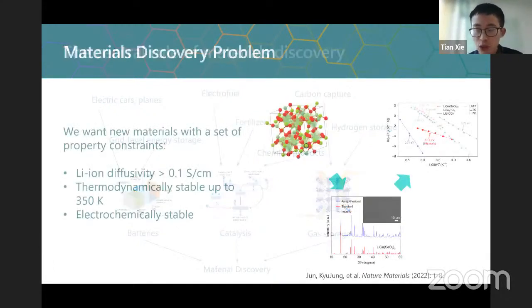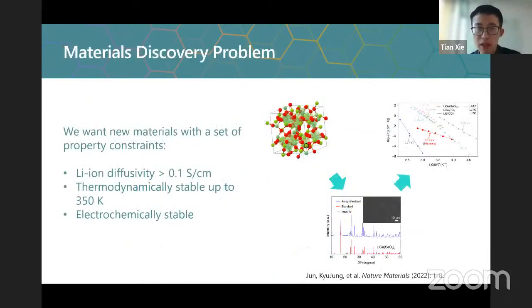I hope that this introduction makes you excited about the problem of material discovery. I want to formally try to abstract what that usually means from a general setting perspective. In a typical material discovery problem, we want to find a new material that satisfies a certain set of target properties defined by our target applications.